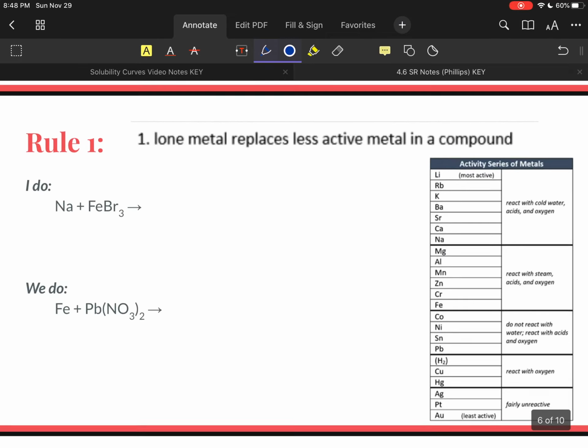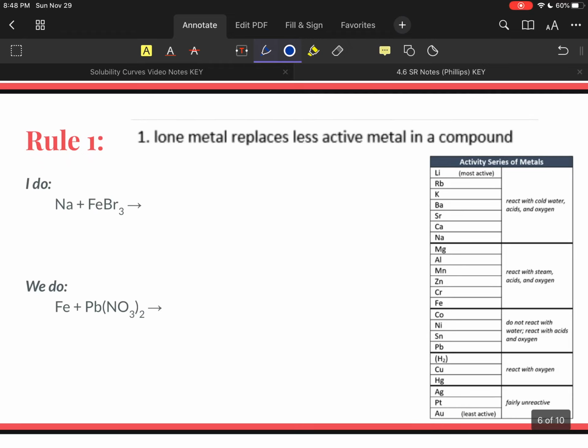So let's look at this first rule. This is just a metal replaces a metal. So I'm using the activity series. Nothing real fancy is going on. I'm just going to look and see if this reaction will occur, and then I'm going to rewrite my compound. So again, I need to look and see my charges. So I'm going to look on my reference sheet.